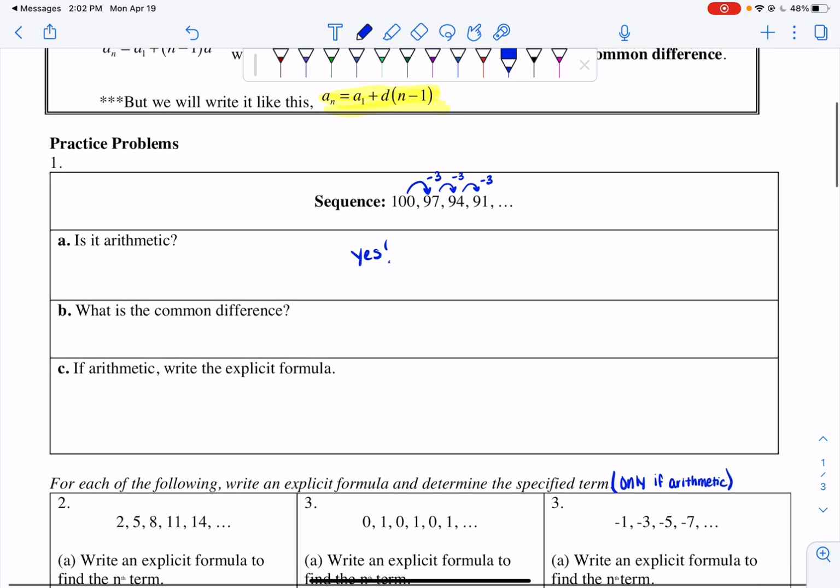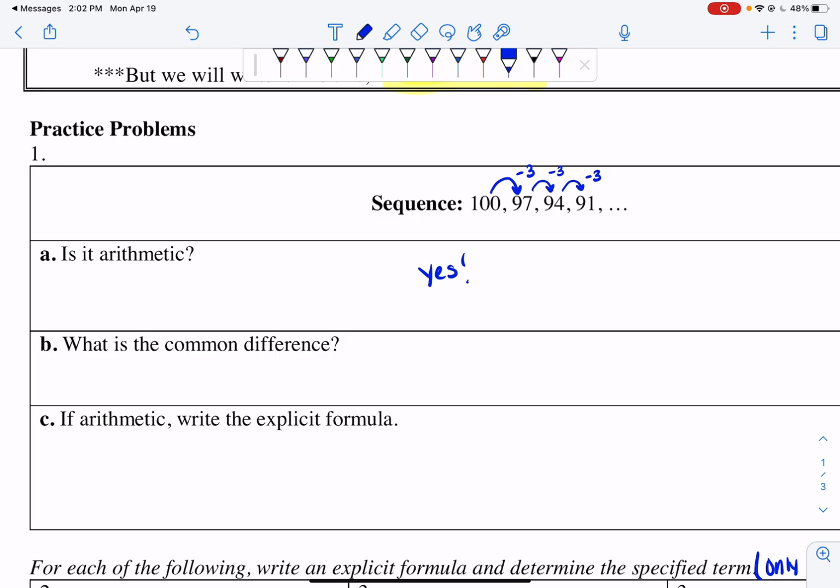Part B says, what is your common difference? Well, if you look, your common difference is what you're going up or down by each time. So my common difference in this case is -3.